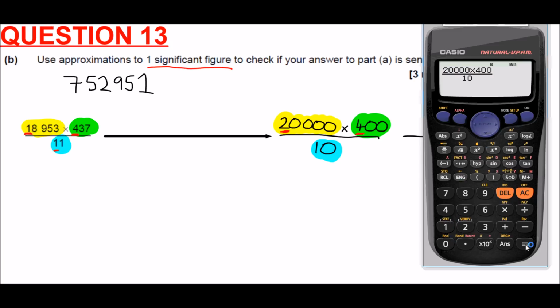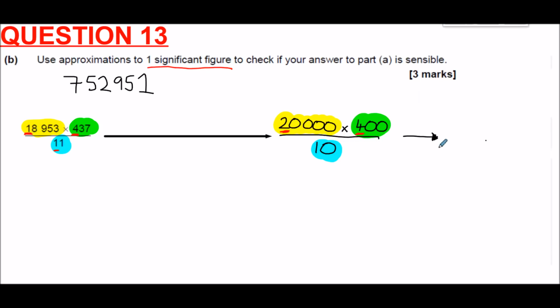divided by 10. And we get 800,000. So using the rounded figures, we get 800,000. I'll just rub off that little mark because it looks like a decimal, which could make it completely wrong. Anyway, 800,000 is what we get.